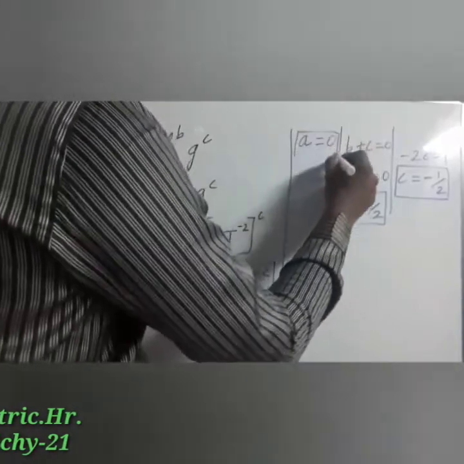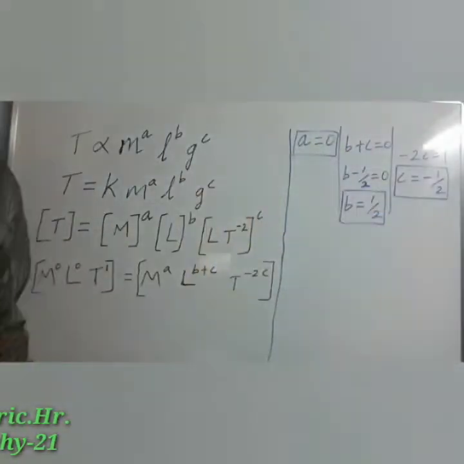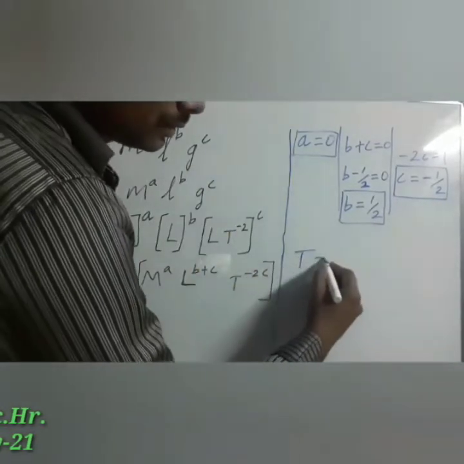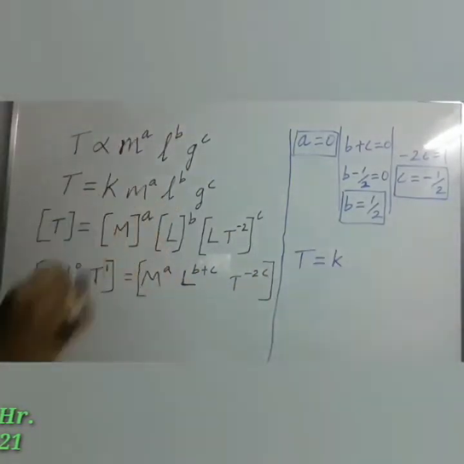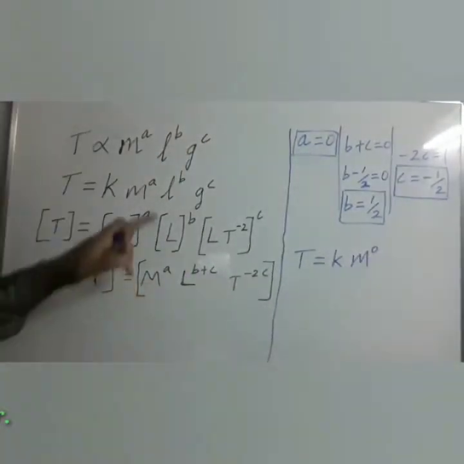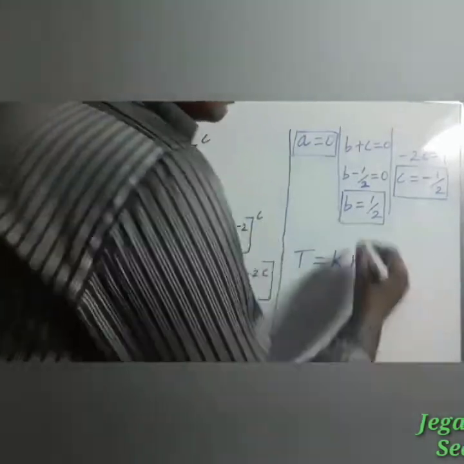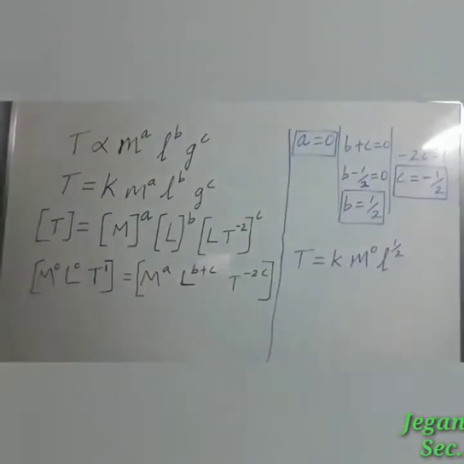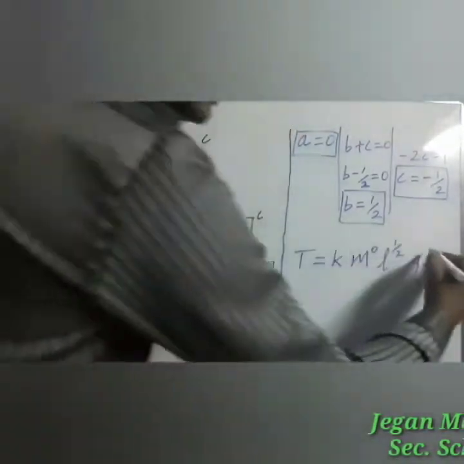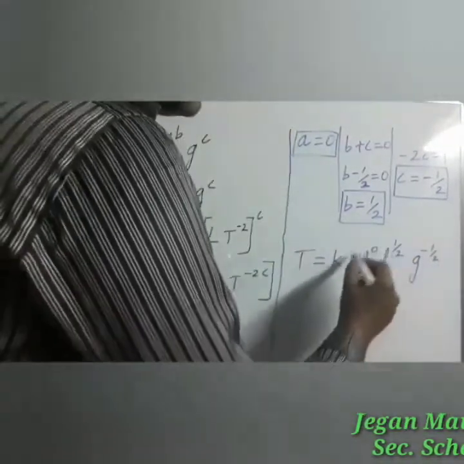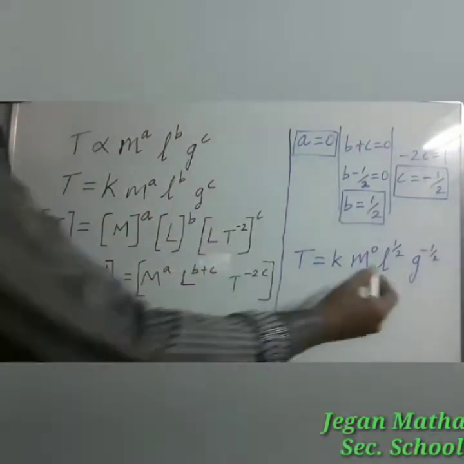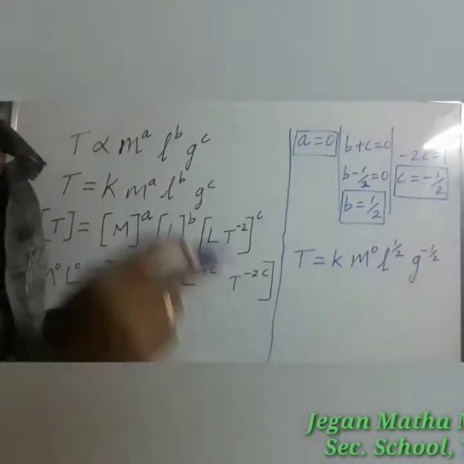The value of a you already know is equal to 0. You can substitute the values of the dimensions in this expression. So T is equal to k M power a. Instead of a you can write 0. L power b, so 1 by 2, the value of b is 1 by 2. G power c is there, so instead of c you have to write minus 1 by 2. Anything power 0 is nothing but 1. And here L power 1 by 2 is nothing but root L.